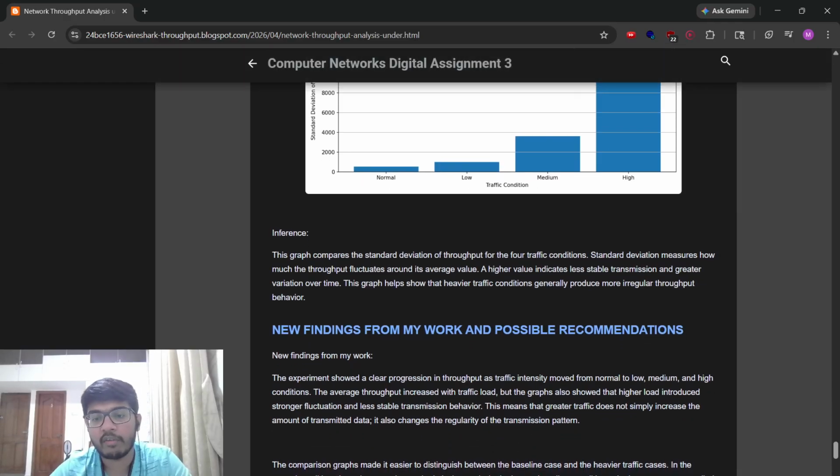From all 20 graphs, the overall result is clear. Throughput increases as the traffic load increases, but the network behavior also becomes more irregular and less stable. This means that heavier traffic increases transmission activity, but it also increases fluctuation and reduces predictability.